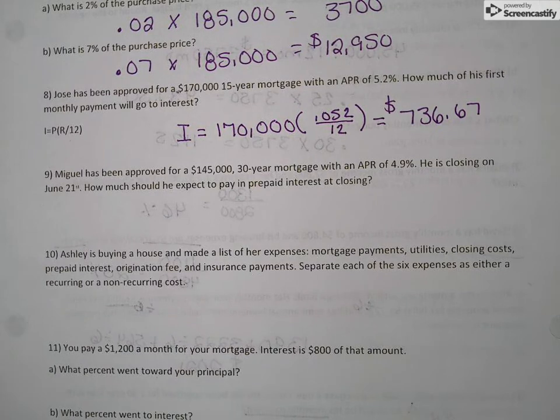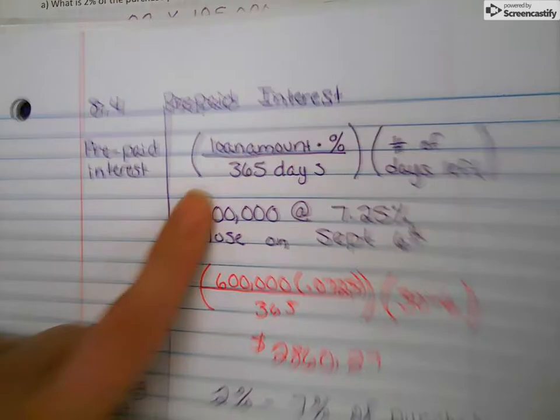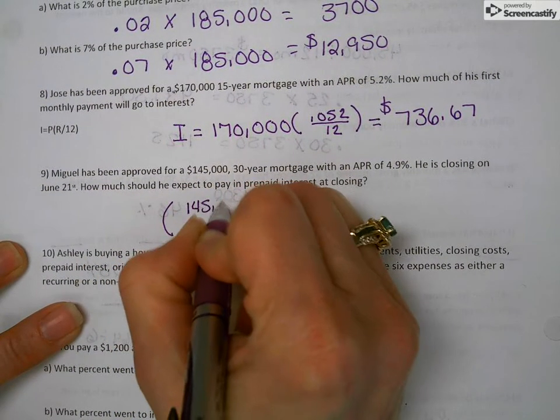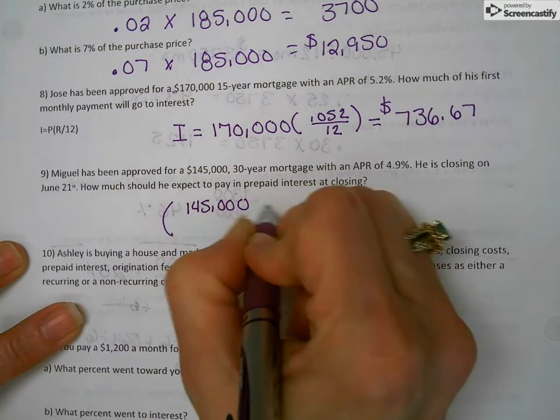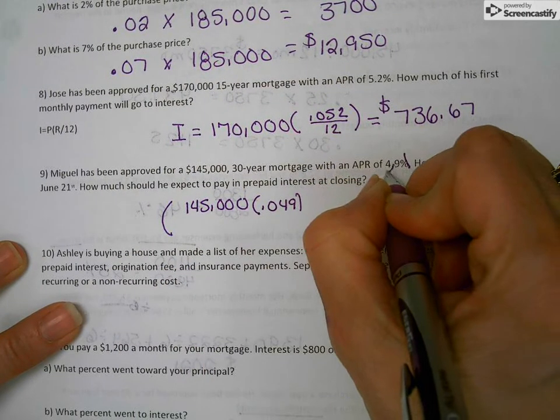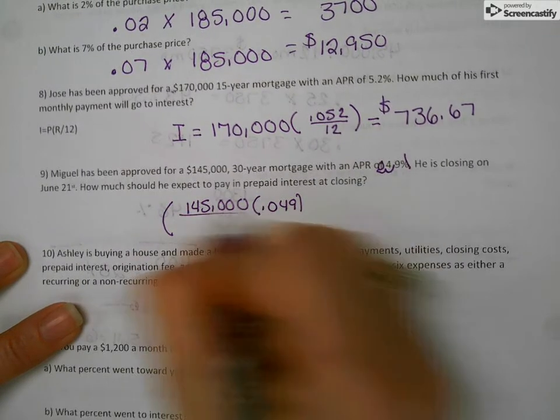Miguel has been approved for $145,000, 30-year mortgage, 4.9, closing on June 21st. How much did he pay in prepaid interest? So we've got a formula looking at prepaid interest right here. So we've got our loan amount of $145,000 times the percent. Remember, the percent is always a percent written as a decimal. Take away the percent sign, move that decimal over twice to the right.